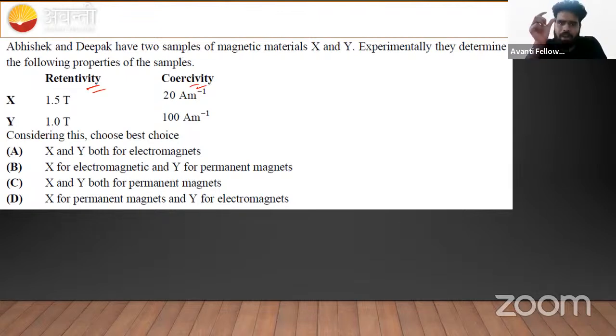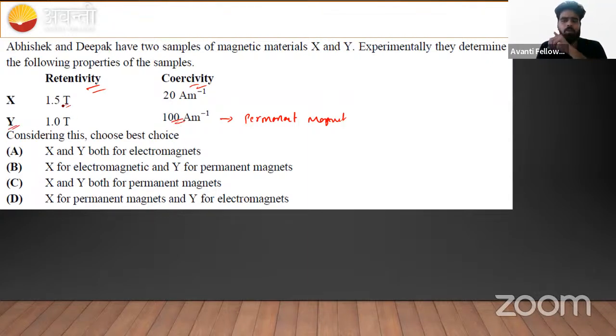We can say that a magnet having more coercivity tends toward a permanent magnet. What is a permanent magnet? If we reduce the magnetizing field to 0, and the material still retains some magnetic property, that property of the material is known as retentivity. If the coercivity is more, the material tends toward permanent magnet character. So in which case is coercivity high? In the case of Y, coercivity is high.